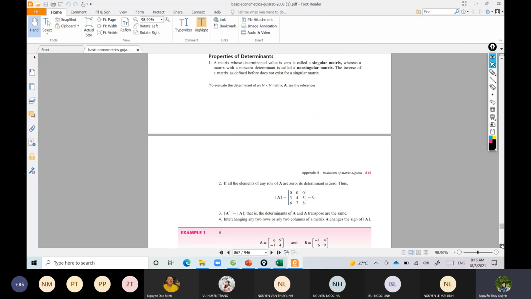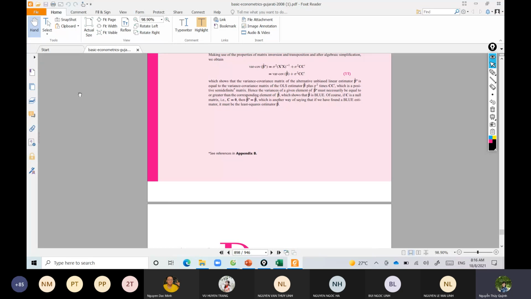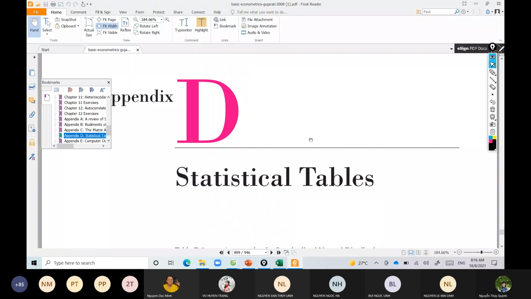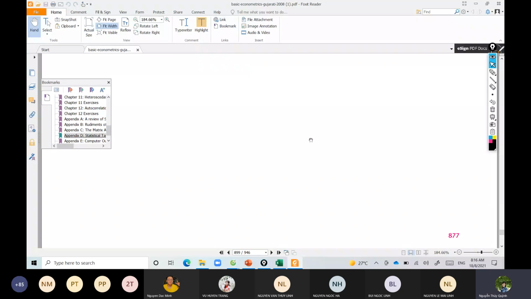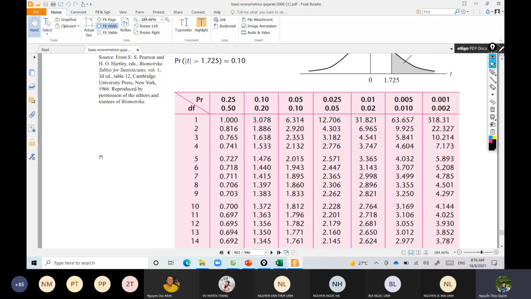Where is it? Appendix. I think I have the bookmark here. Here, statistical table. Yeah, we have the statistical table here, and here's the t table. Okay, you can look up the value of t in this case.